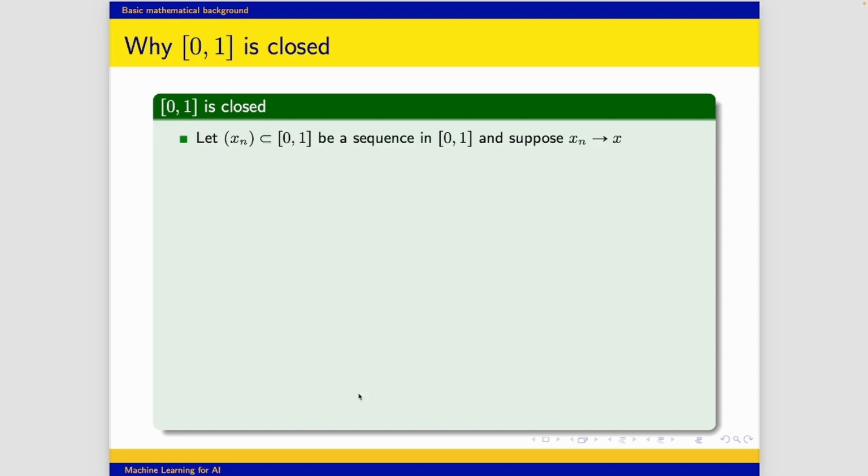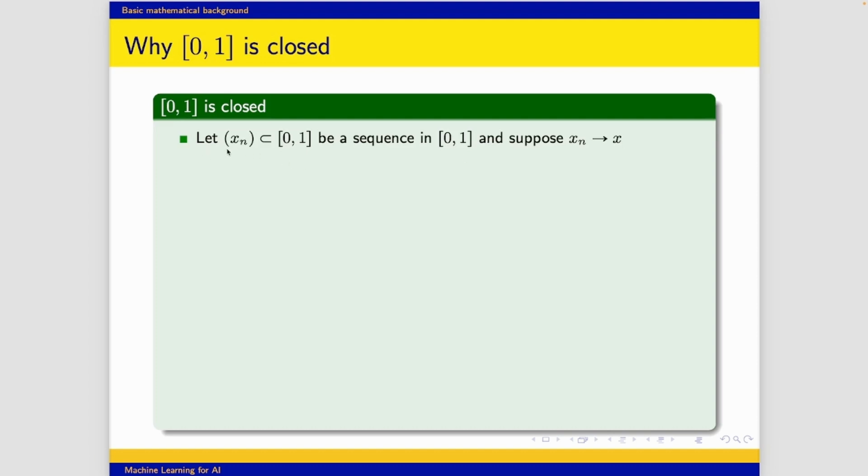So based on this, we can now see why the set 0 to 1 is closed. So let's pick a sequence, any sequence. So we're going to pick a sequence, xn, such that all of the xn values lie in this set 0 to 1. They can take the value 0 and they can take the value 1 or any number in between these two values. And furthermore, we want this sequence to approach some limit value x.